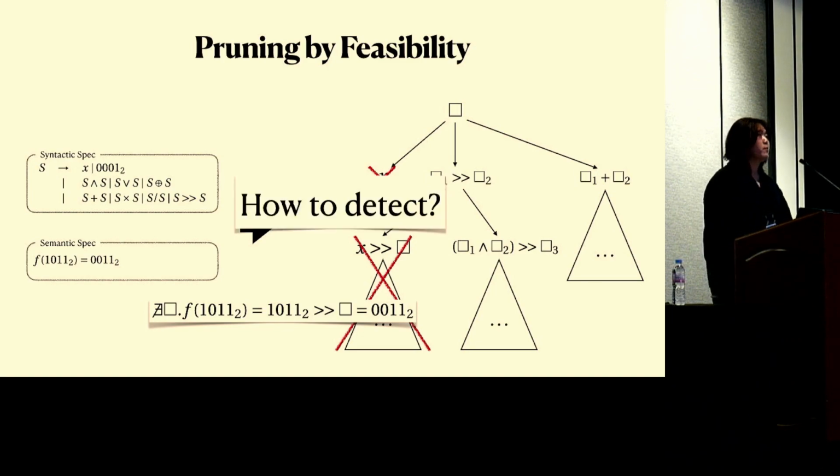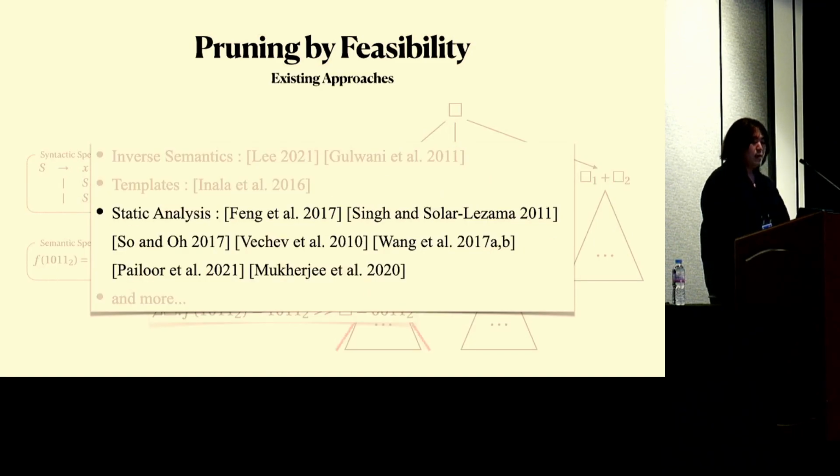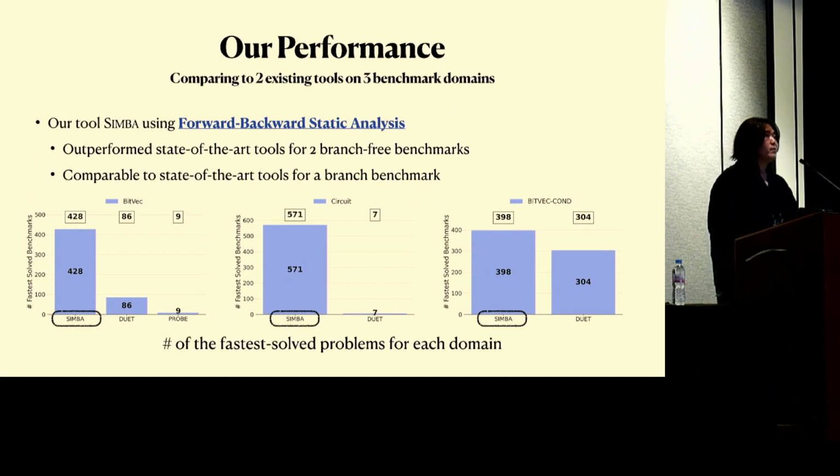Then, how can we prune infeasible partial programs? There have been various approaches to pruning infeasible partial programs. One of the most popular approaches is to use static analysis. In this talk, I present our new synthesis method based on static analysis that can prune infeasible partial programs more precisely and efficiently. Our technique is based on forward-backward analysis and implemented in our tool called Simba. Simba outperforms the state-of-the-art tools in terms of both the number of solved problems and the running time. This performance improvement is due to a synergistic combination of forward and backward analysis. We'll provide more detailed results in the coming sections.